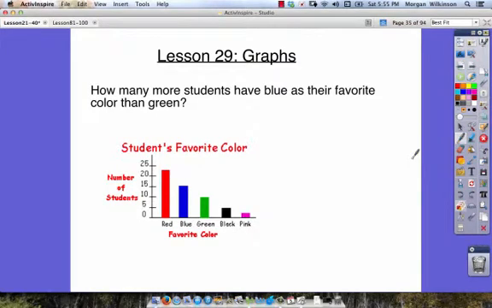Lesson number 29 is all about graphs. And in this lesson we're going to look at bar graphs, line graphs, and circle graphs. And we need to be able to interpret those graphs by looking at the data that's represented.